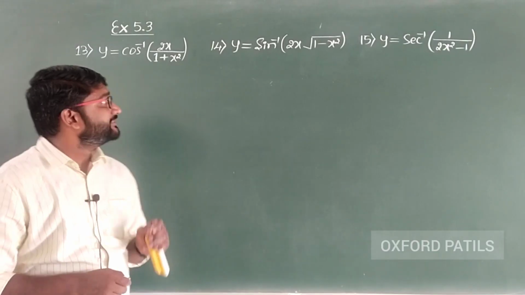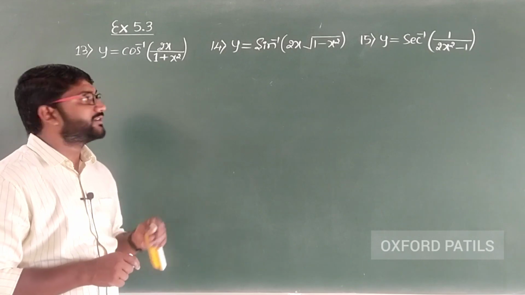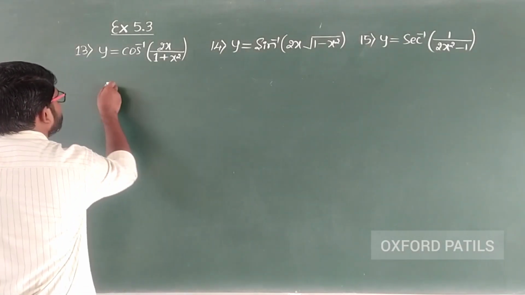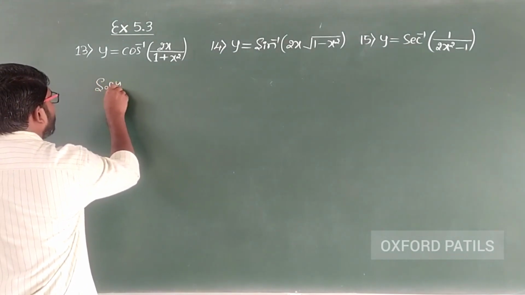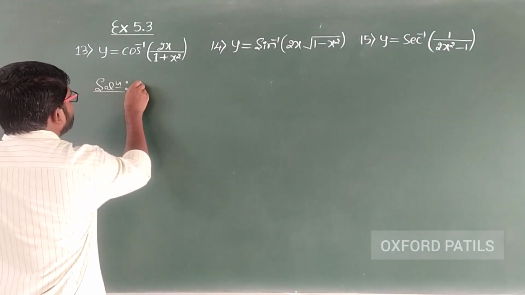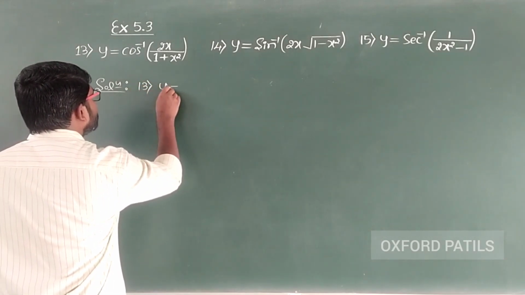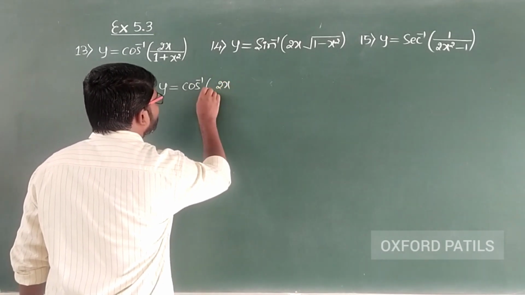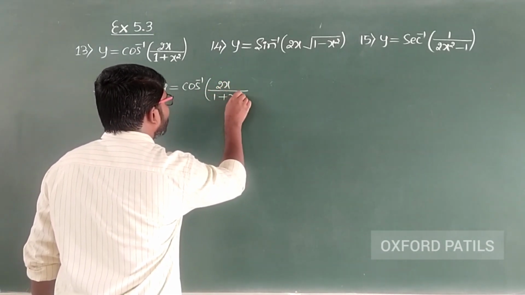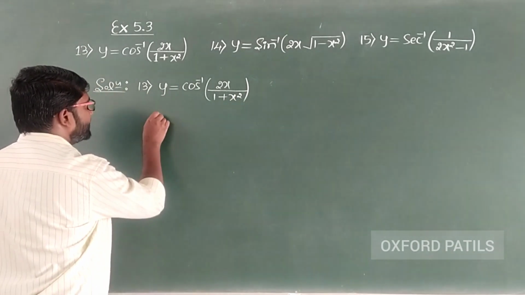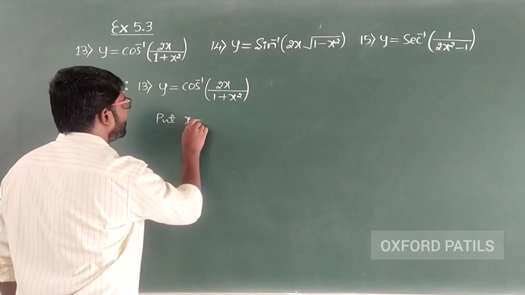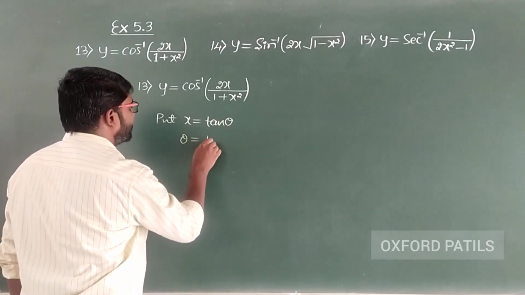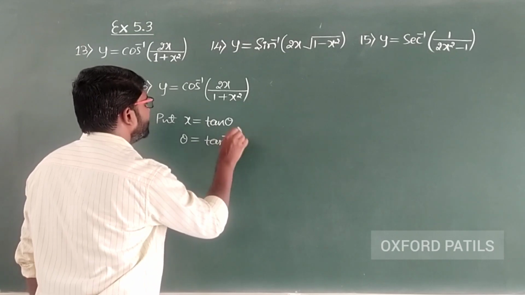Well, the next question is question number 13, y equals cos inverse of 2x by 1 plus x square. So let us go ahead with the substitution. Question number 13, y equals cos inverse of 2x divided by 1 plus x square. Now again the substitution remains the same. Put x equal to tan theta. From this, theta will be tan inverse x.